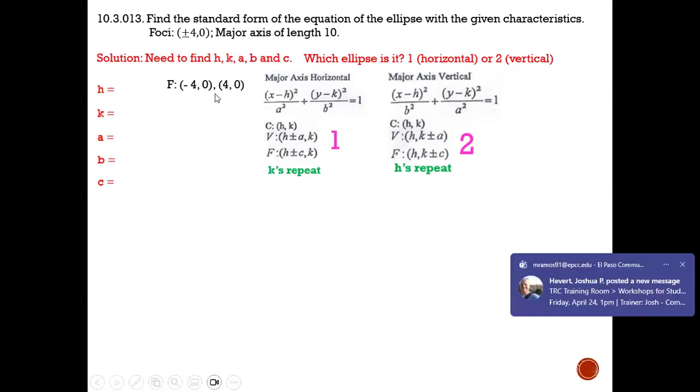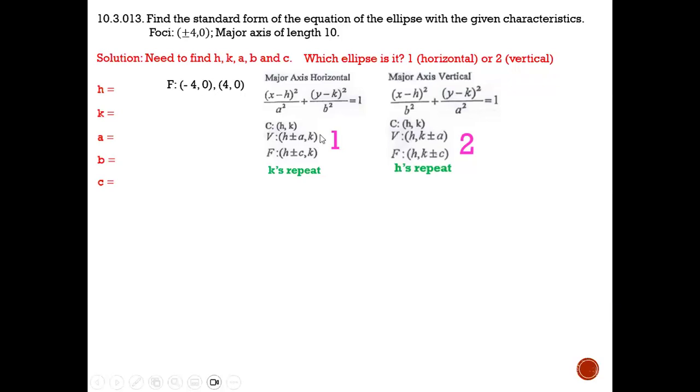Okay, here's our foci. We have negative 4 and 4, and then 0, 0. So what do you notice? The k's repeat, okay?